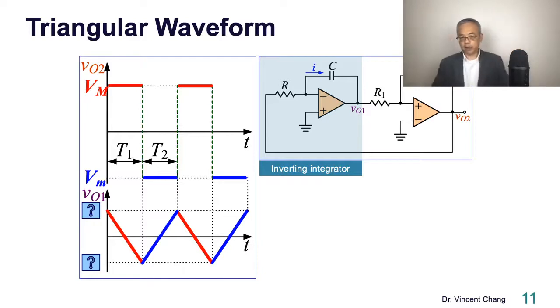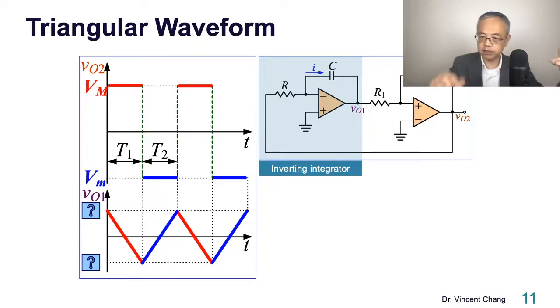So now I want you to stop for 5 minutes and try to figure out the peak and the valley of the triangular wave. Try to find these 2 question marks. What's the value of the peak of the triangular wave, and what's the minimum value of the triangular wave? Let's pause for 5 minutes.